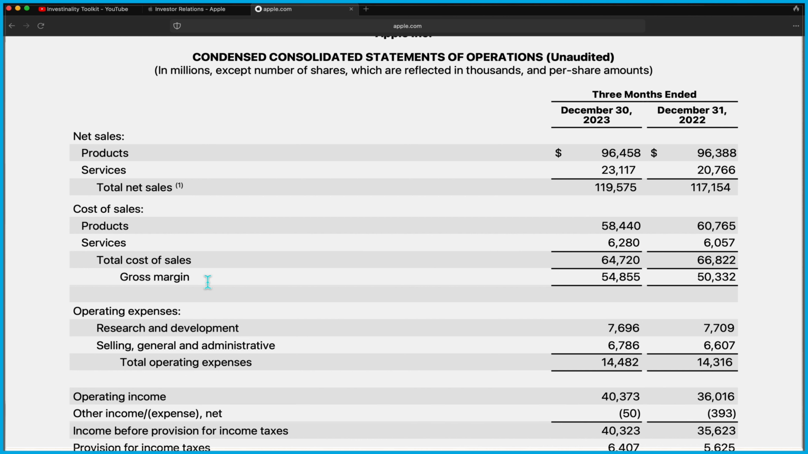And once we subtract the total cost of sales from the total net sales, we have 119,575 minus 64,720, which is our gross margin, or $54,855 million. On top of that, Apple also has operating expenses.